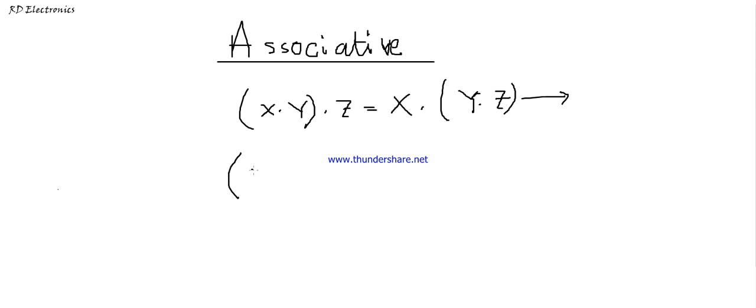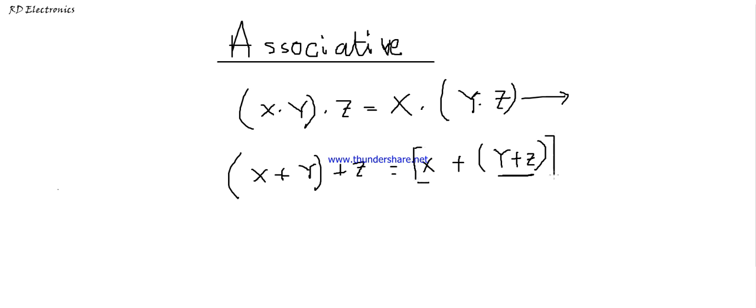And for the OR operation, x OR y, OR z, this statement is also written as x OR performed with y OR z, the OR operation performed between y and z, which is also an OR operation with x. Okay, so this is called the associative theorem.